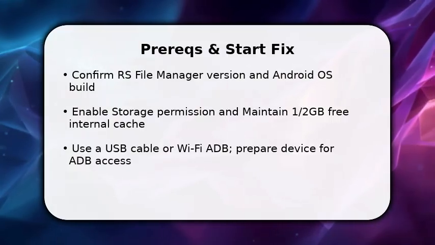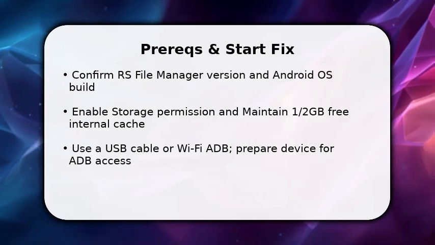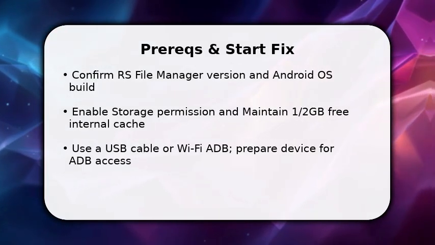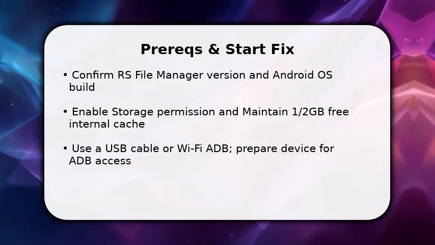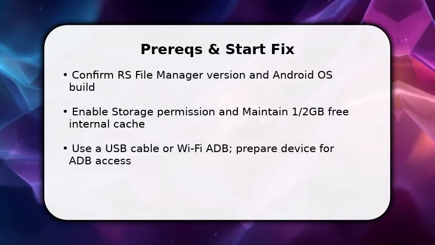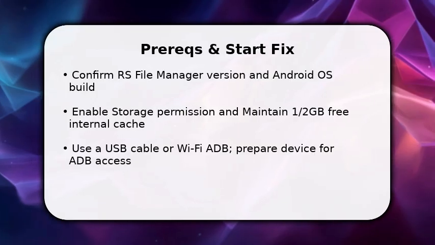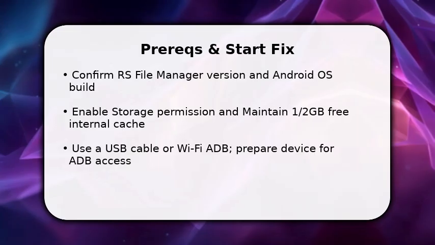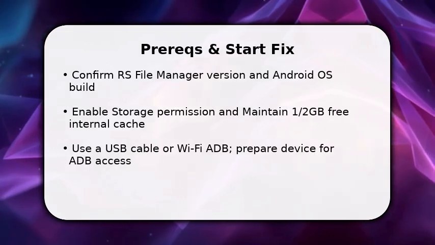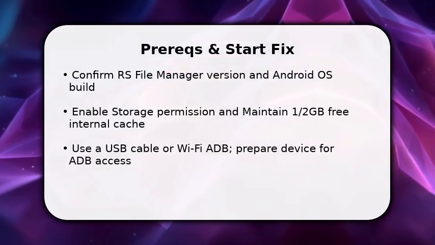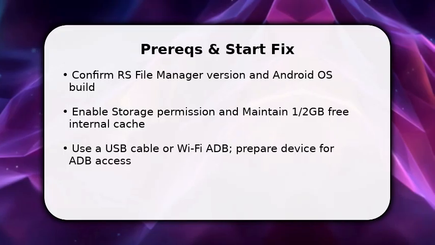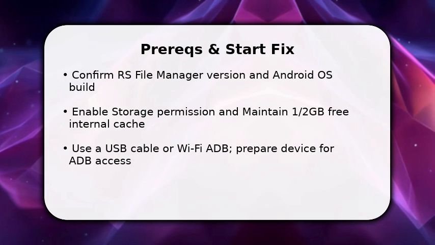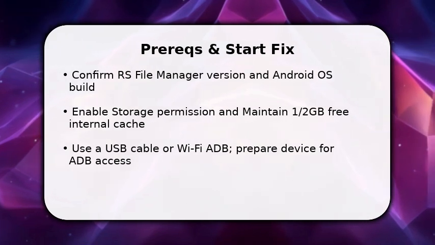You need permissions and a connection now. First, confirm RS File Manager version and Android build so commands match. Once done, grant storage permission and free about 1/2 GB internal cache to avoid write failures. Next, connect via USB or enable Wi-Fi ADB. This lets you run the specific restore commands. While you set up, keep developer options visible. You're starting with the exact prerequisites, so subsequent steps won't fail.